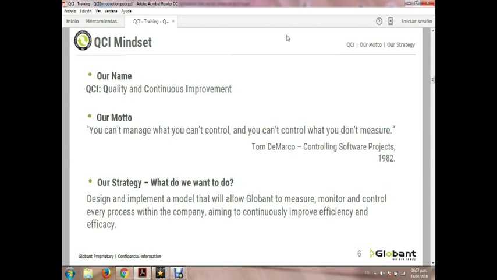What is our strategy? We want to design and implement a model that allows Globant to measure, monitor, and control all the processes within the company in order to continuously improve efficiency and achieve the following goals. Work is tracked against the plan. Plans are adjusted when it is needed. Requirements are clearly defined. Changes are managed. Estimates are well known. Defects are discovered in early stages and the client receives a high-quality product.